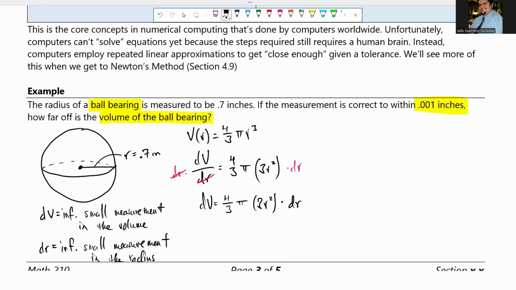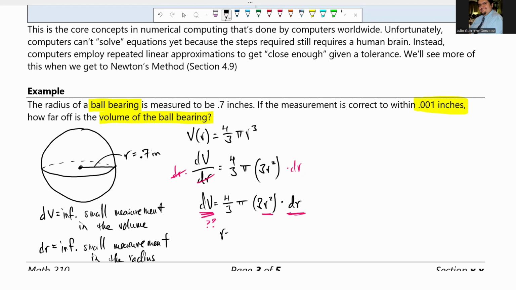So now look at what we have. If I have a tolerance, if I have an error amount in my radius, this equation can give me my error amount in my volume. Got it? So now what's left, I need my dV. This is the thing that I'm finding. So this is the question. But I know what my r is, and I know what my dr is.